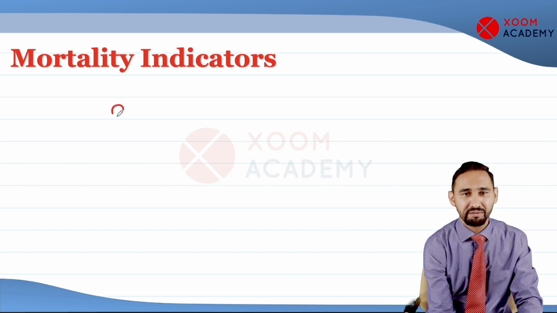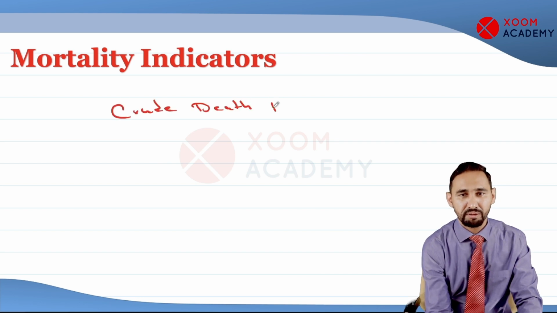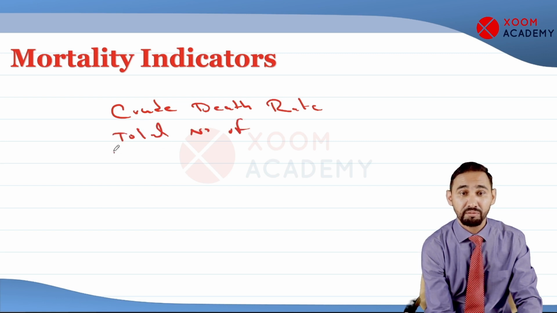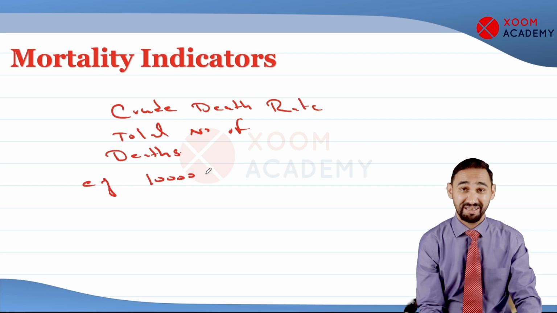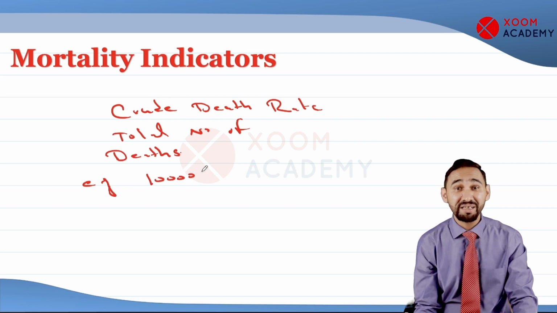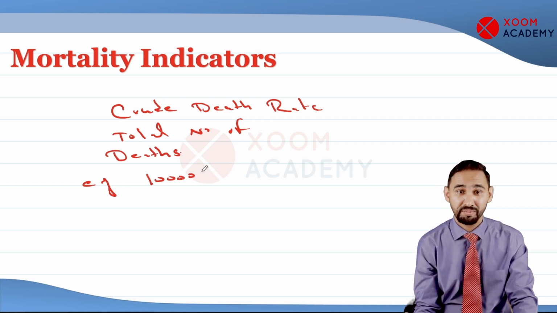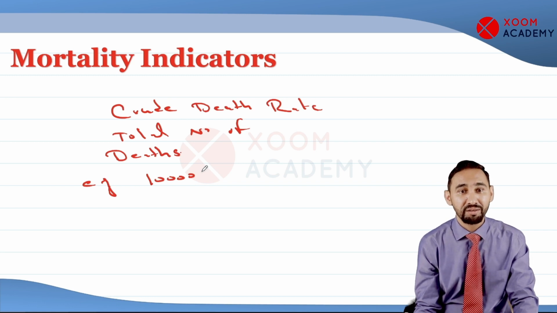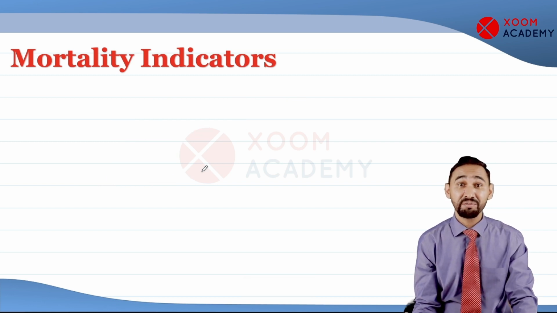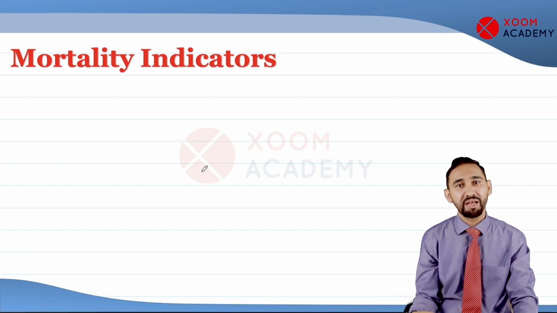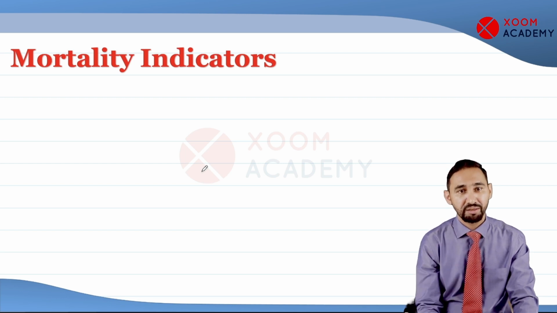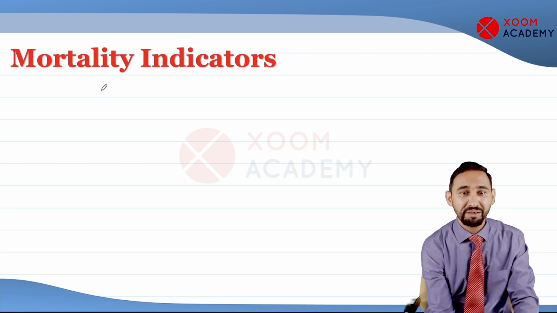Crude death rate. Crude death rate shows the total number of deaths in a community. They may be due to any cause, like we can say that 10,000 people are dying, or there are 10,000 deaths in Lahore. We don't know the cause. So, to know the cause is important, because we have to apply various interventions. Then we move to specific death rates.